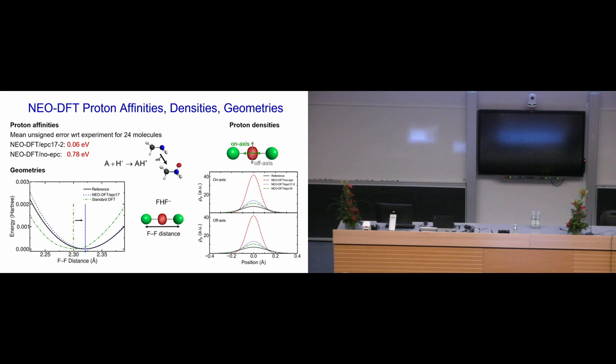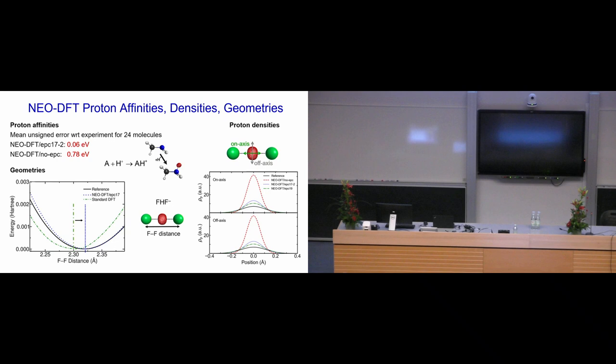You can see that also when we look at the proton densities for FHF minus along the axis and perpendicular. Here, this black line is the reference. That's from a grid-based calculation. You can see that if you have no EPC, that's this red dotted curve here, we're way too localized. And if you then add our EPC-17 or 19, you get much better proton densities in both directions.